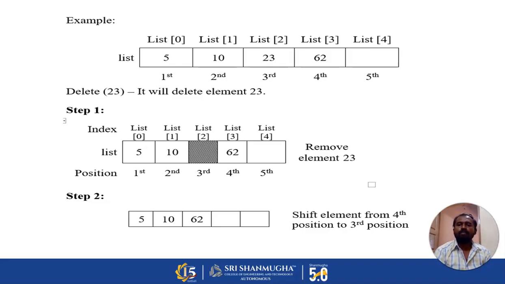Shift the element from the fourth position to the third position. The 62 is at the fourth position and the 23 was at the third position. Since 23 is deleted, 62 is shifted to the third position. This is the step 2 explanation: 5, 10 and 62.